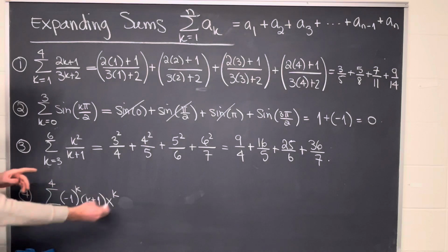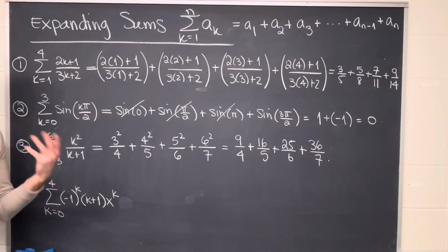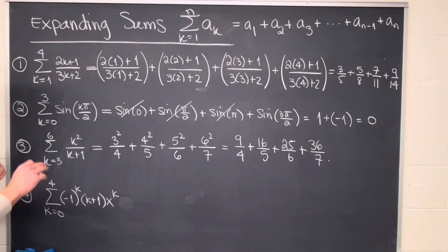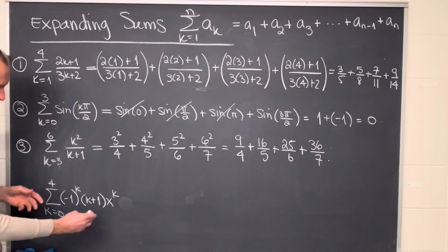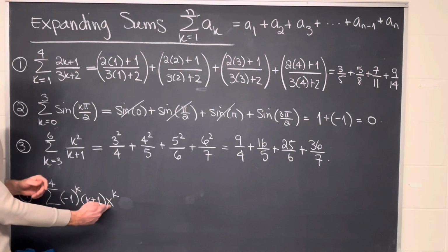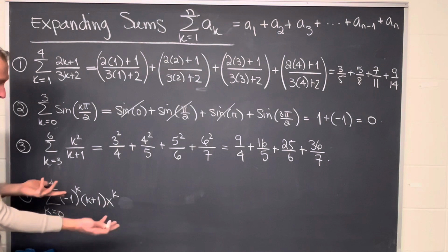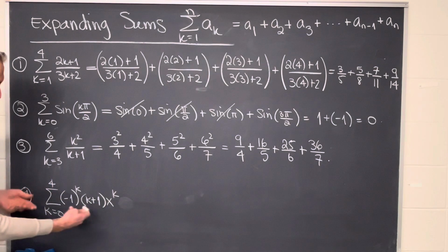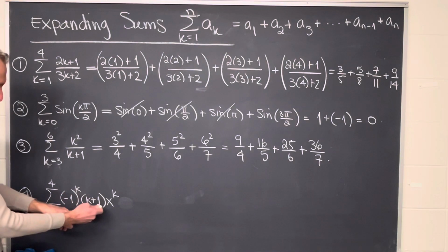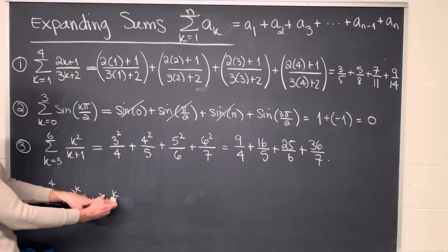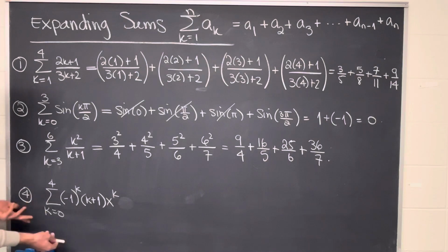Okay, so this one is very important when you first start talking about what are called power series and things like that. We'll get to that later, but this is a very important concept where x is going to be a variable, okay? So x is allowed to kind of be anything at this point. X is a variable, and then I have negative 1 to the k, I have k plus 1, and then I have x raised to the k power. Okay, so it's the same principle.